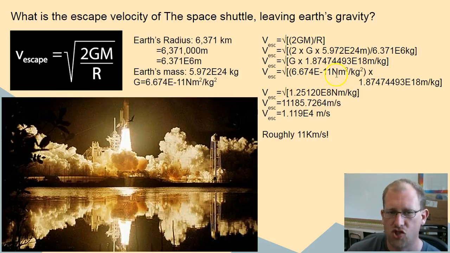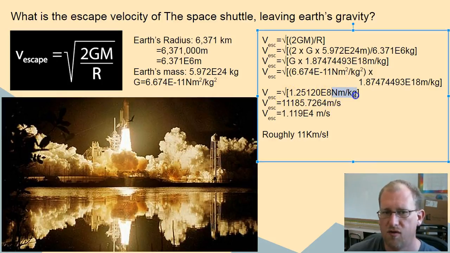Now I can take G and multiply it by this big nasty number. So G times this, and I get this beautiful number. Again, ugly unit, but that actually reduces, once you take the square root, down to meters per second. So we're just going to leave that by itself. 1.251 and so on times 10 to the 8th. Take the square root of that, and I wind up with this number in meters per second.